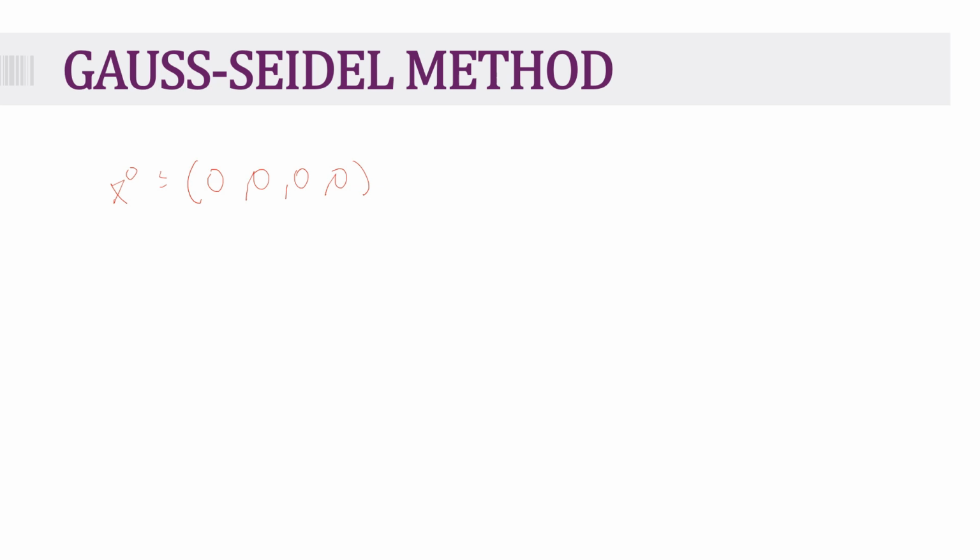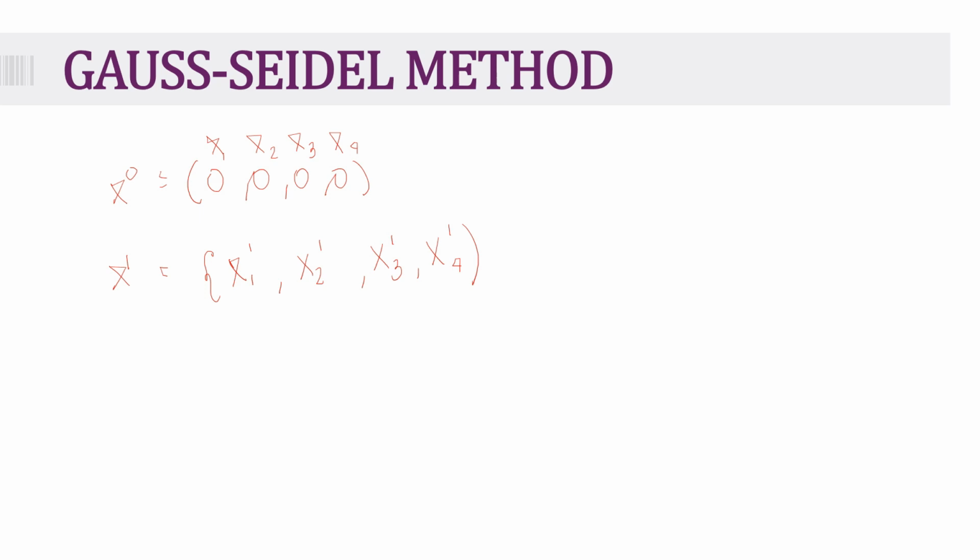Yung first or yung initial nating solution, yun yung gagamitin natin all throughout. Okay? So, this will be our x sub 1, this will be our x sub 2, x sub 3, x sub 4. And then, saka natin makukuha yung second iteration natin. So, we have x sub 1 1, x sub 2 1, x sub 3 1, x sub 4 1.